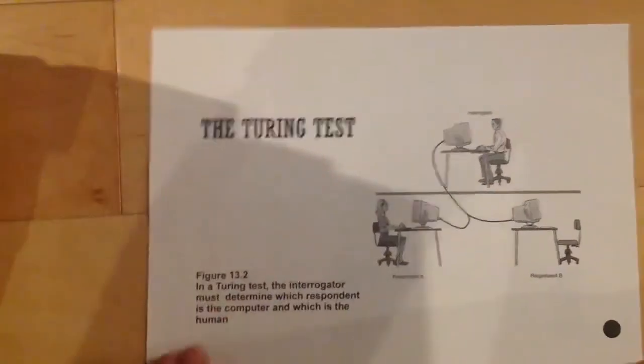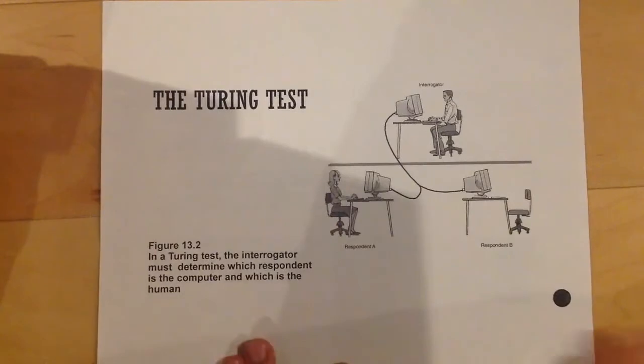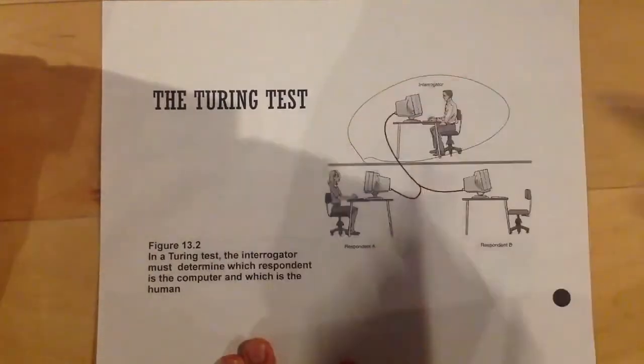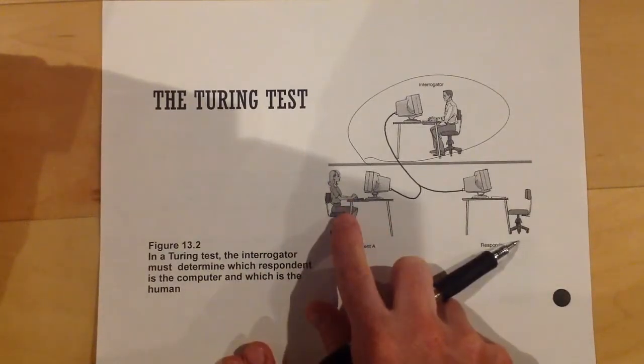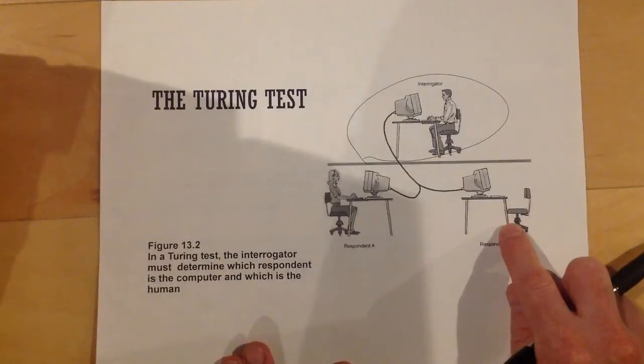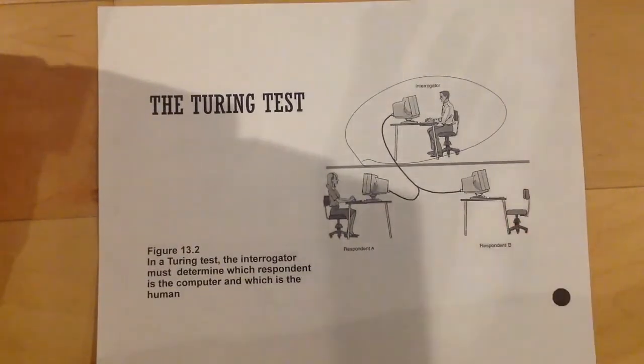All right, so the Turing test, more specifically, is this idea where you have an interrogator. That interrogator is communicating with two people. One of those is an actual human being. One of those is an artificial intelligence. And if the interrogator is unable to tell which one is the human and which one is the artificial intelligence, then by Turing's definition, you have achieved intelligence there.